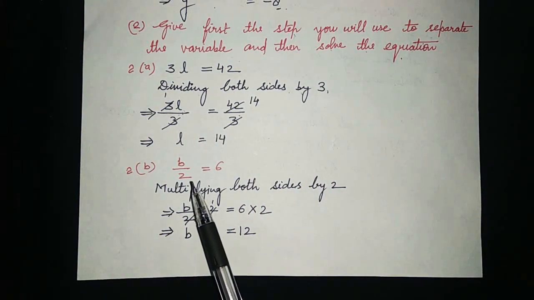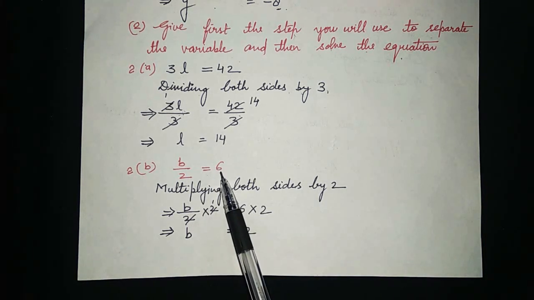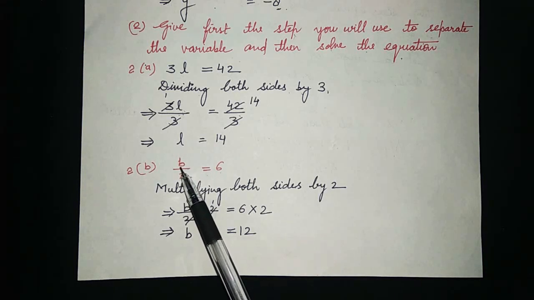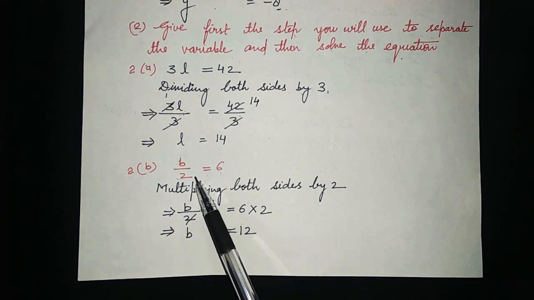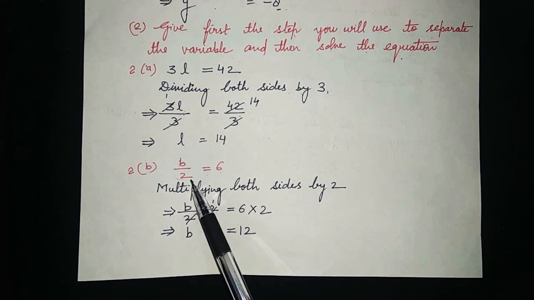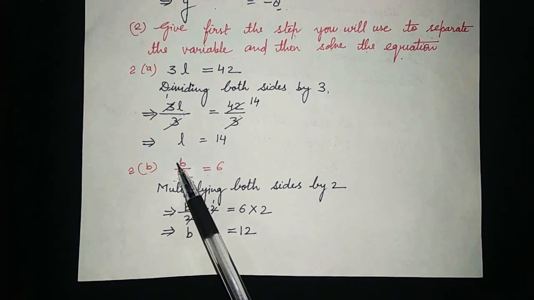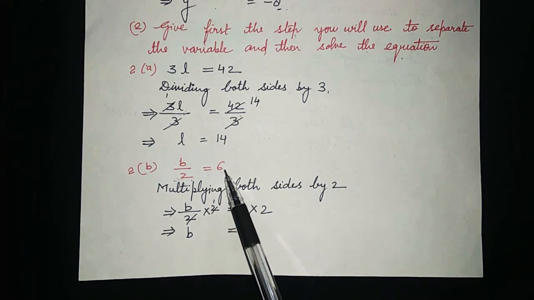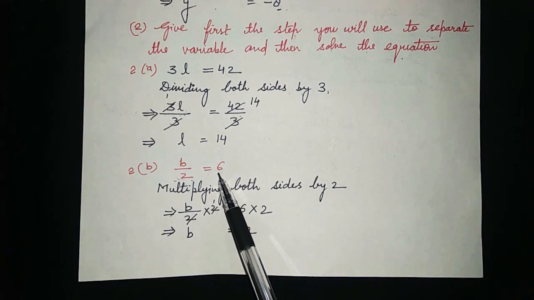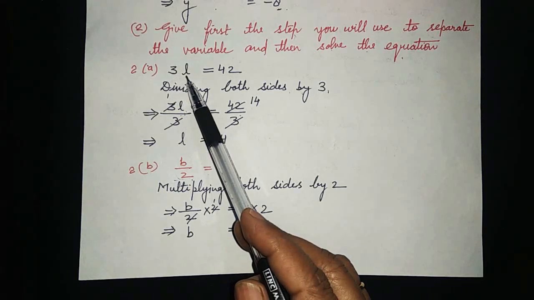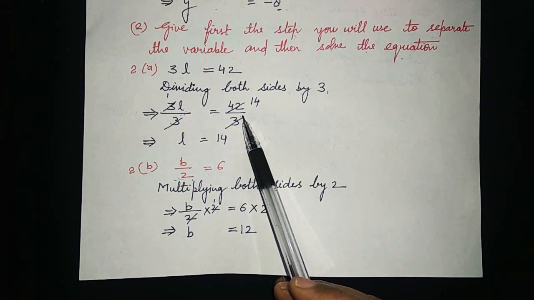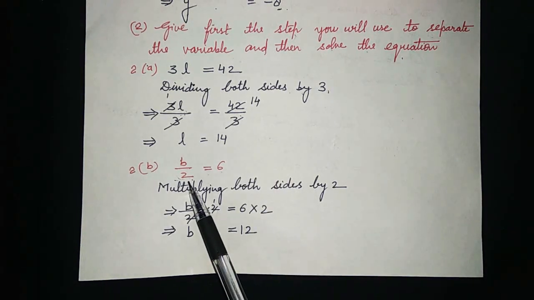B upon 2 is equal to 6. Here you can see 2 is in division. It is dividing B. And on the right hand side we can see 6. In the A part, 3 was in multiplication, so you divided both the sides by 3. And here 2 is in division.